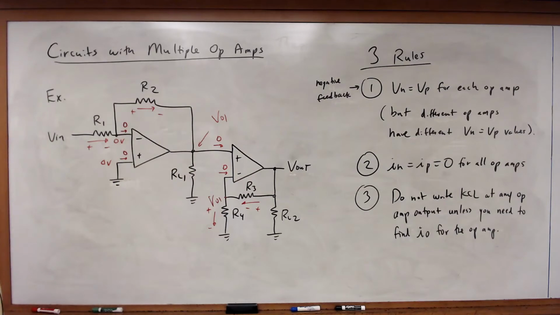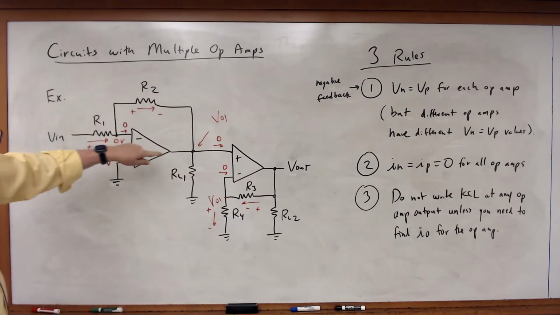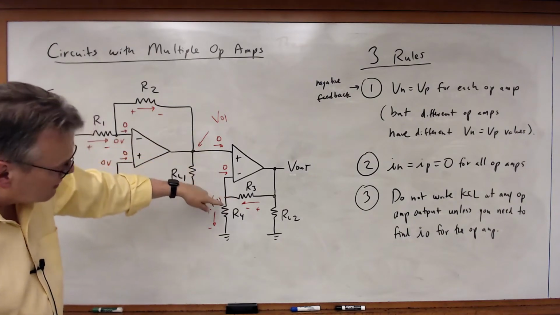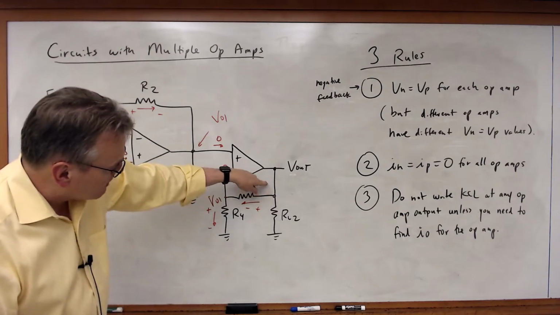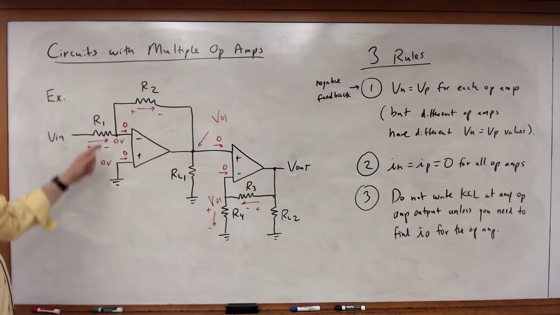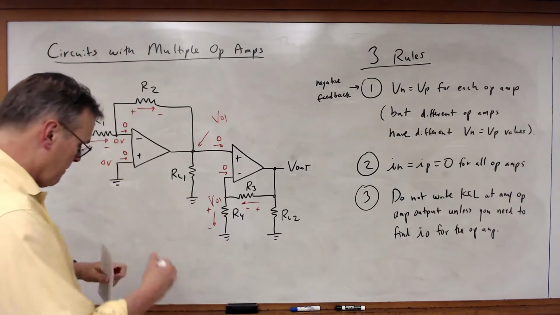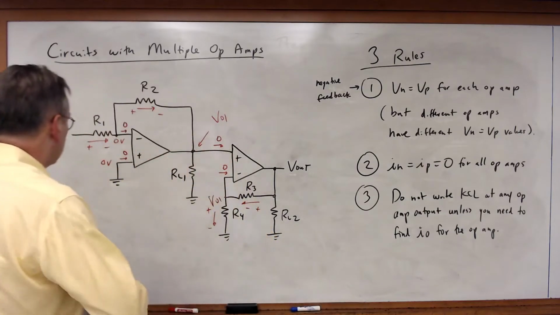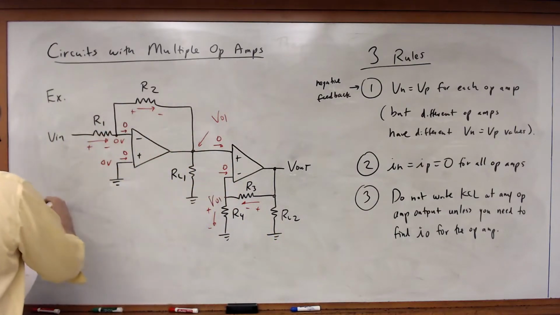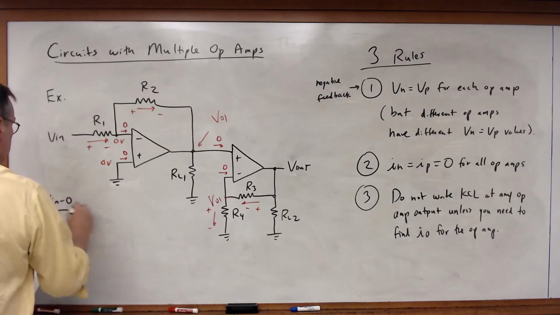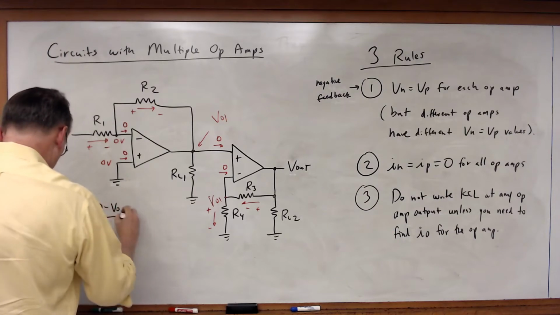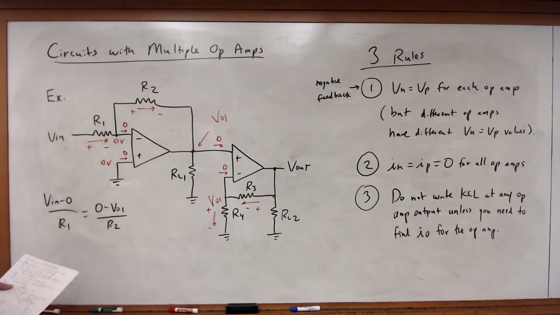So the only nodes I can actually write a KCL equation for are this node. Can't write one for that. That's the output of an op-amp. I can write one for that node. Cannot write the KCL equation for that. Again, that's the output of an op-amp. So really there are only 2 nodal equations I can write. And if I write those, what I'll get is, for this node, Vn minus 0 over R1 is equal to 0 minus VO1 over R2.